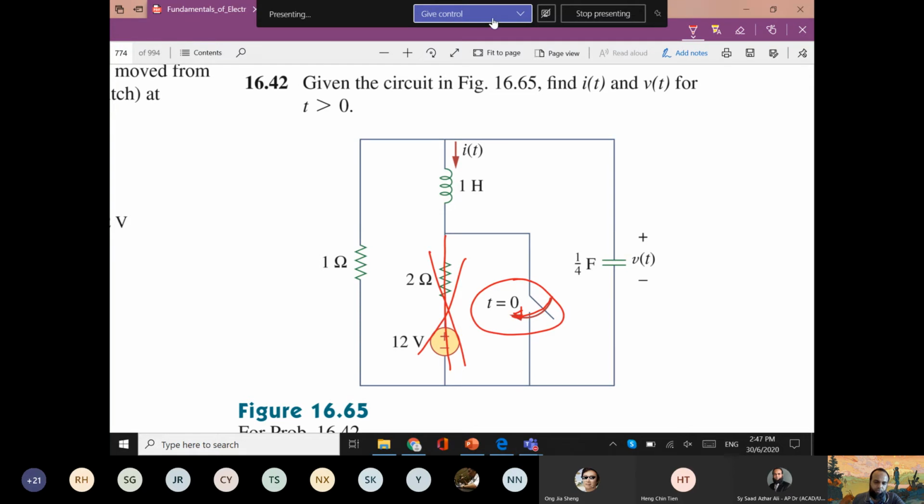Somebody wants control? Okay, what is it? Oh, okay, which one of you wants control? Does someone want to do this question? Okay, I'm just clicking on the first one.